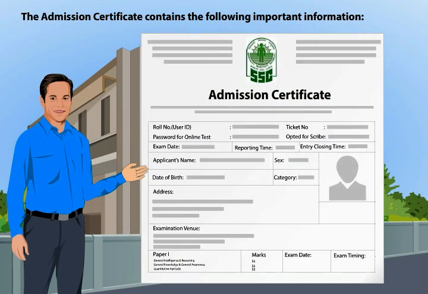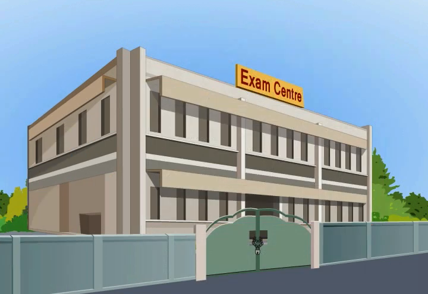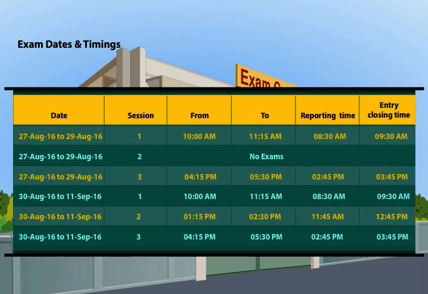The admission certificate contains the following important information: roll number, to be used as login ID, password, ticket number, venue details and examination schedule, exam dates and timings.